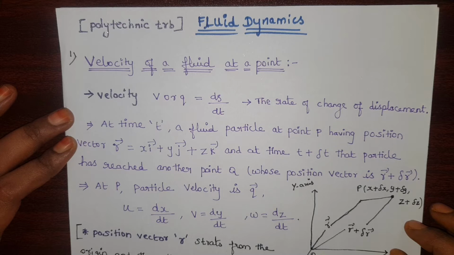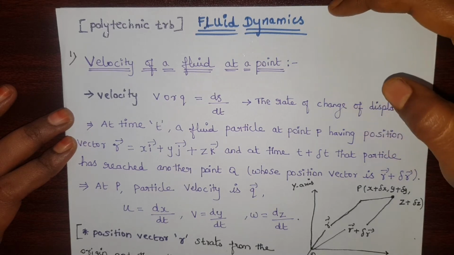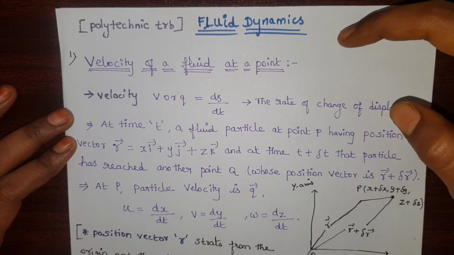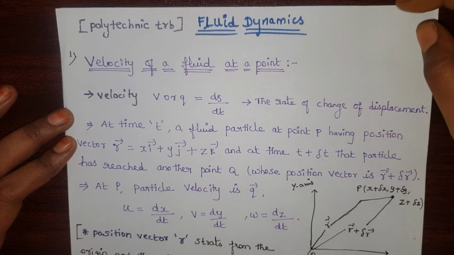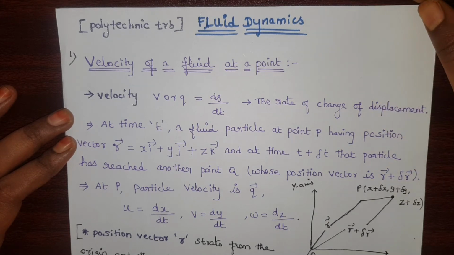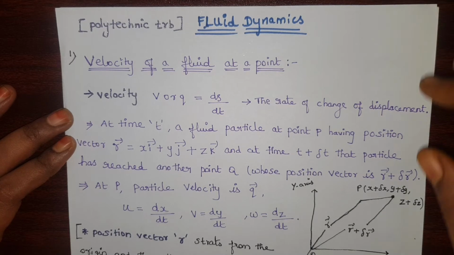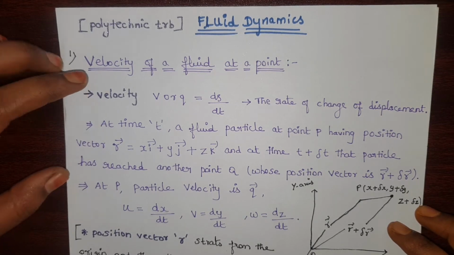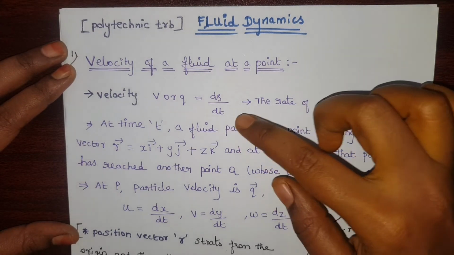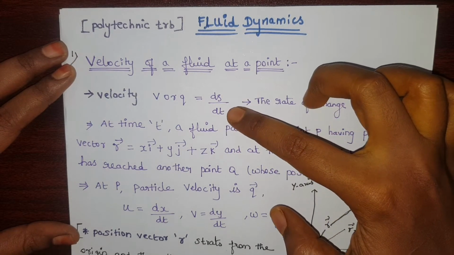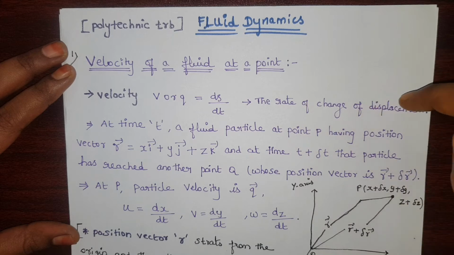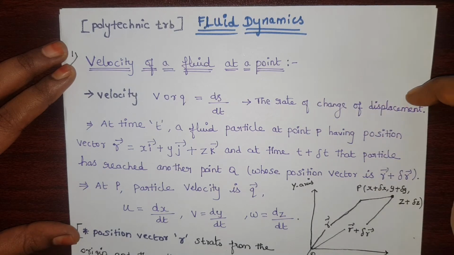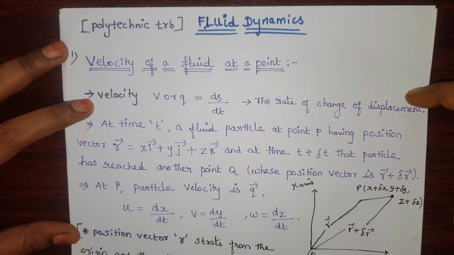In this video, we are going to see about fluid dynamics. In fluid dynamics, we see some basic concepts. The first one is the velocity of a fluid at a point. We know what velocity is. The velocity is denoted by the letter V or Q. The formula for velocity is ds by dt, that is, the rate of change of displacement. The rate of change of displacement is called velocity.